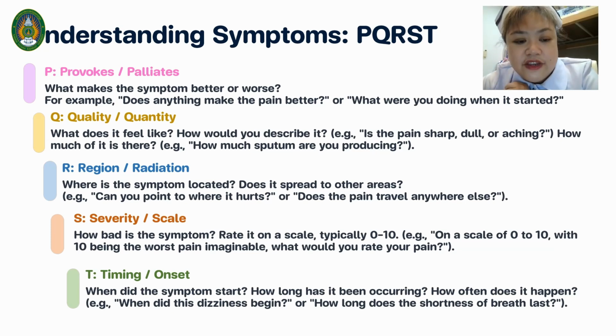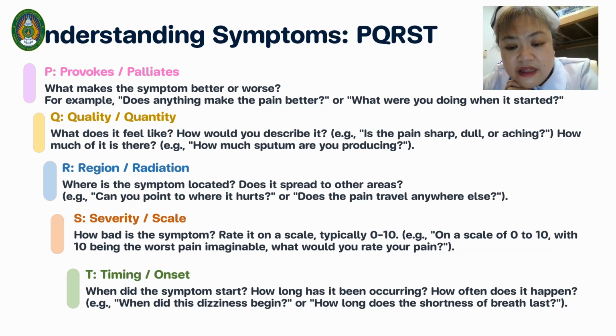Severity, S for severity: how bad is the symptom? Rate it on a scale. For example, on a scale of 0 to 10, with 10 being the worst pain imaginable, what would you rate your pain? This is a good question. And T is timing or onset. When did the symptoms start?